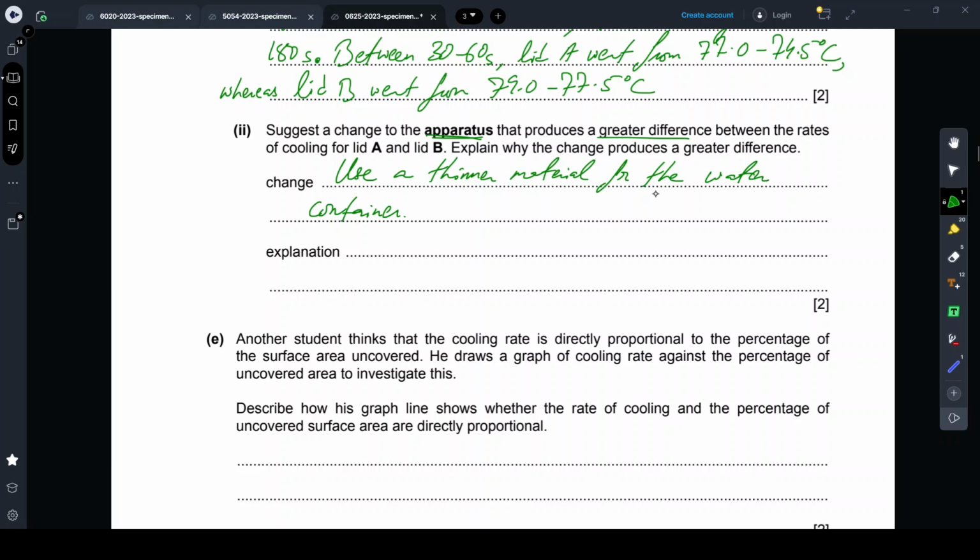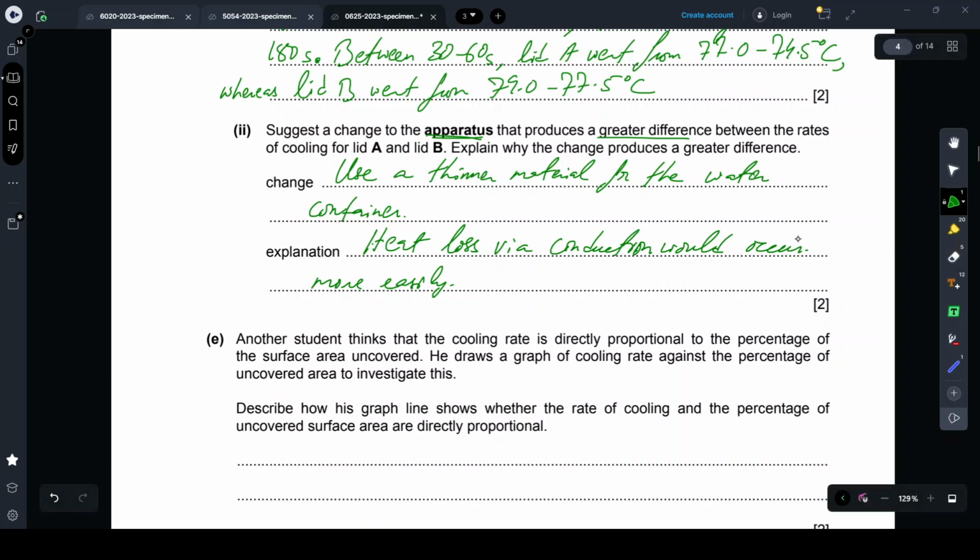Do you want me to erase this? Okay, just let me tell you, if you were using this, the explanation would be that heat loss via conduction would occur more easily. Does this make sense? Okay, so that's the explanation you could have given. Now, what's the explanation you're giving now?